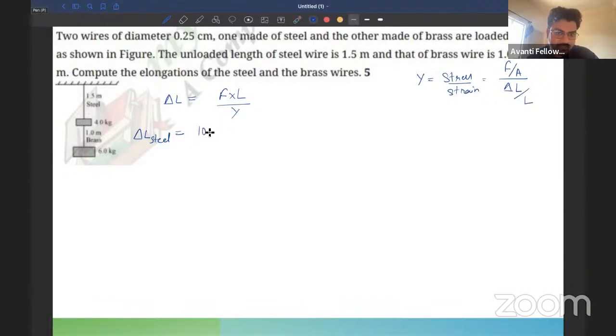So I can write 10G into length. Length of steel wire is 1.5 meters. Okay. Ensure that all the units are in SI units. Okay. Now Young's modulus. Young's modulus कहाँ से आएगा? Young's modulus of steel is given. Okay, that information is not given, right?